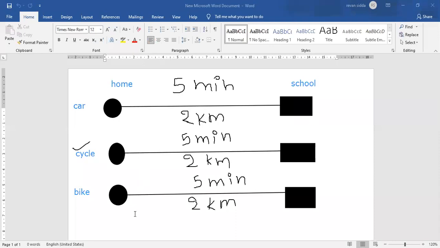I'll write the definition for uniform motion: equal distance. Okay, what do you mean by uniform motion? Uniform motion is nothing but equal distance in equal intervals of time.